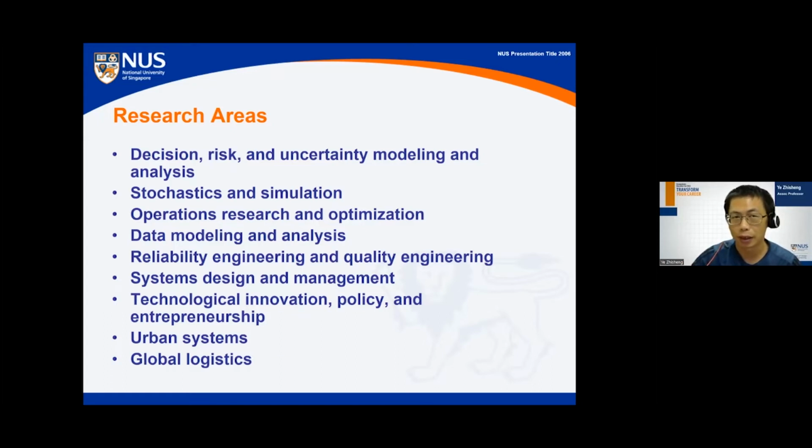So that is why just now you see that we have 3 compulsory modules. One is on optimization, statistics, and the third is on probability. And we also do stochastic simulation, operations research, optimization, data analytics, reliability engineering, quality engineering, technological innovation, urban system, global logistics, so on and so forth. All these research areas, although they look somewhat different, are actually not very diverse. The purpose is the same, to improve the performance of a system.